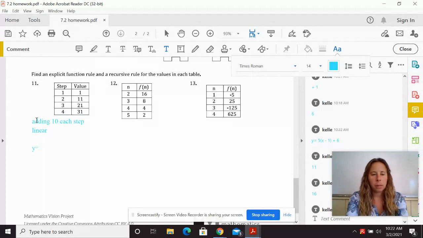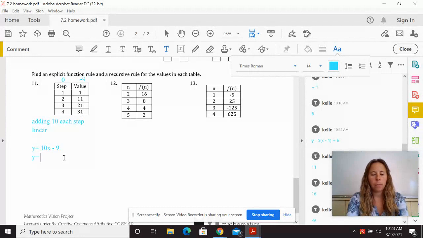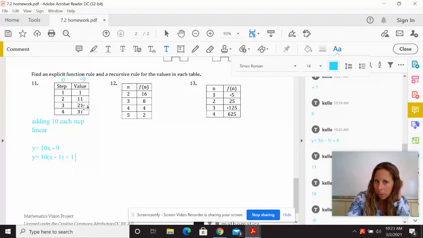Okay? So y equals, my slope is 10, and then my y-intercept, you just do the pattern backwards. So if x is 0, instead of adding 10, you subtract 10. You get negative 9. 10x minus 9. Or if you do it in point slope form, I'll just use the first one, so x minus 1 plus 1. But really you could use any of these points in point slope form. 2 and 11, so it would be x minus 2 plus 11, or x minus 3 plus 21, and so forth. So either one of those is fine.